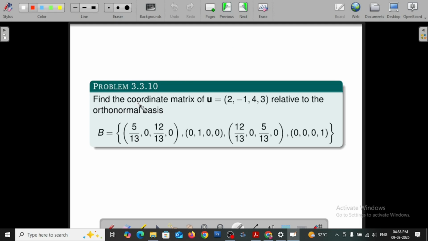So that is the importance of orthonormal basis of a vector space. Now let us have a problem. Find the coordinate matrix of U equal to (2, -1, 4, 3) relative to the orthonormal basis B equal to (5/13, 0, 12/13, 0), (0, 1, 0, 0), (-12/13, 0, 5/13, 0), (0, 0, 0, 1). Here it is given that the basis is orthonormal. Otherwise, we have to form a system of equations and we have to find the coefficients C1, C2, C3, C4 satisfying the relation U is equal to C1 into first vector plus C2 into second vector plus C3 into third vector plus C4 into fourth vector. But since here the basis is orthonormal, you can find C1, C2, C3, C4 using the formula given.